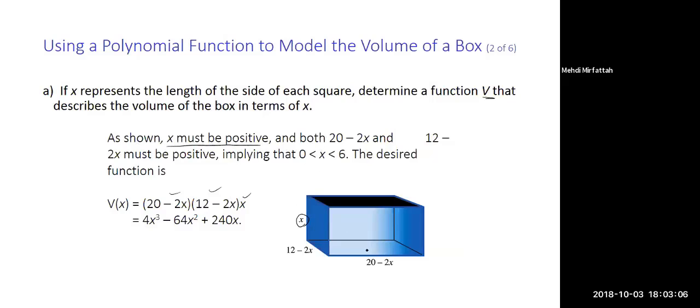And then 20 minus 2x also has to be positive, and 12 minus 2x also has to be positive. When you solve for this, you would see that x has to be greater than 0 and less than 6. So these would be the restrictions that we have. So that would be my restrictions here for the size of x.